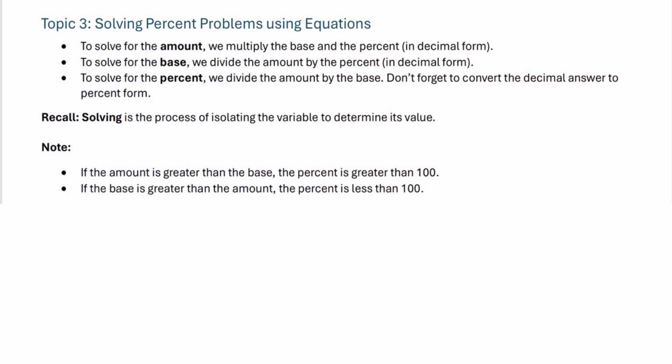Recall, solving is the process of isolating the variable to determine its value. And note, if the amount is greater than the base, the percent is greater than 100. And if the base is greater than the amount, the percent is less than 100.